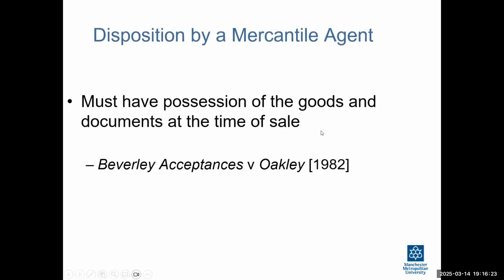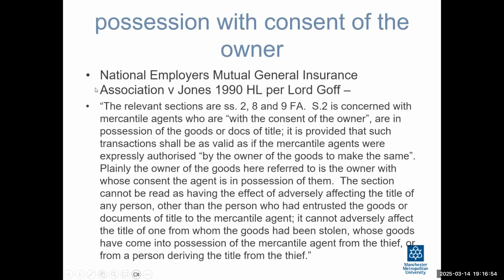Yeah, we say it must be in possession of the goods, and the authority on that is Beverly Acceptances and Oakley. And in the question we're going to be answering, we're going to see that in one of the scenarios in the second question, he actually wasn't in possession of the goods when he sold it, and that affected the title, his ability to pass on good title to someone else. So he has to be in possession of the goods, possession of the title documents, possession of the keys before he's able to dispose as a mercantile agent. And those things have to come into his possession with the consent of the owner.